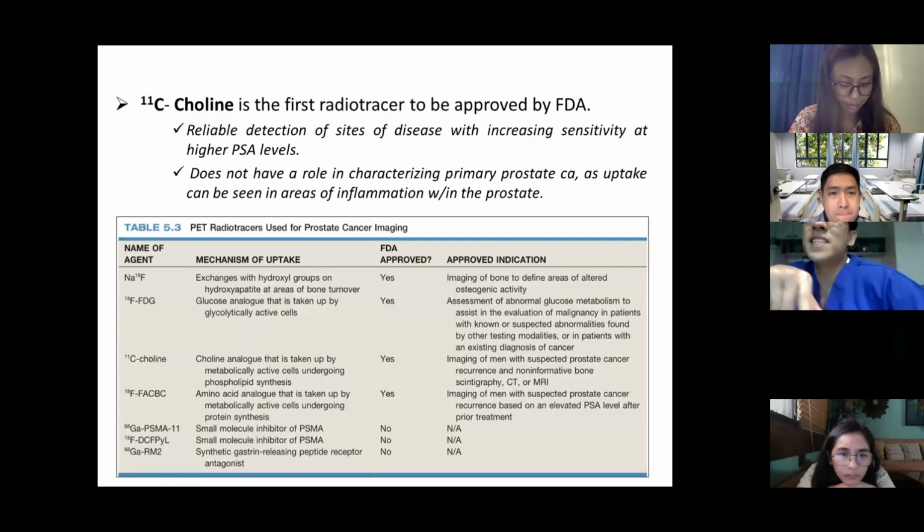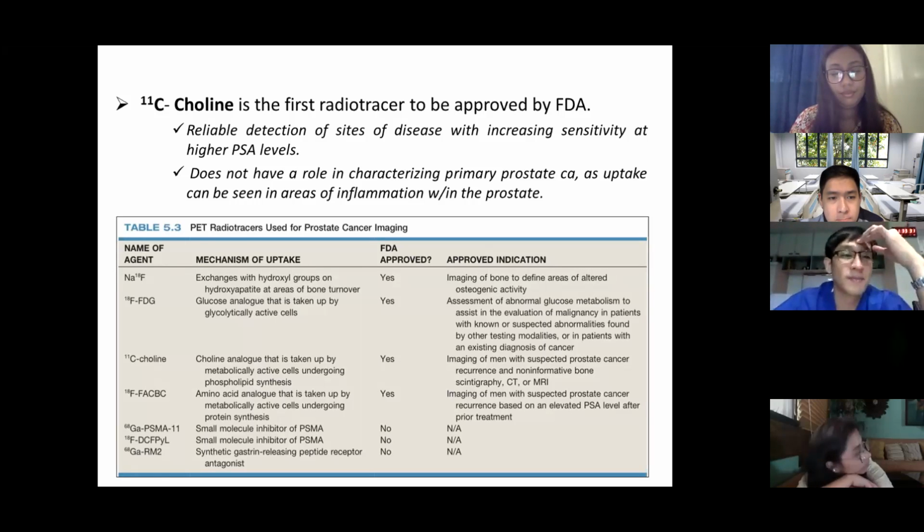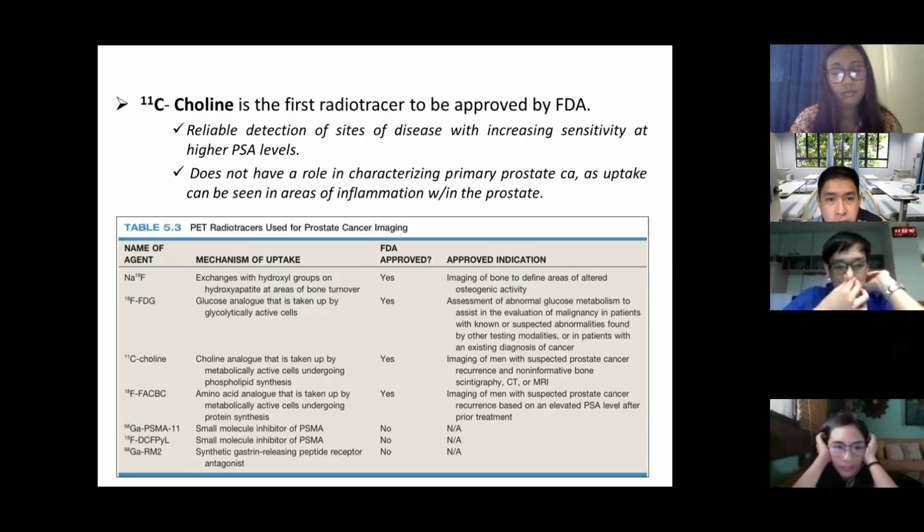And carbon-choline is the first radiotracer to be approved by the FDA, which is reliable in detecting sites of disease with increasing sensitivity at higher PSA levels. It doesn't have a role in characterizing primary prostate cancer, as uptake can be seen in areas of inflammation within the prostate. So these are the radiotracers used for prostate cancer imaging.